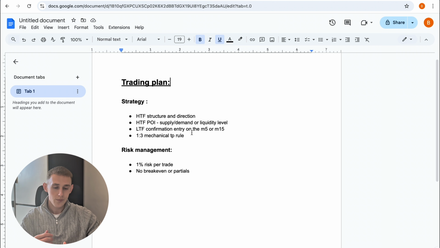Risk management, very simple risk management plan, 1% risk per trade. We're going to use a set and forget approach, so we don't make break even and we don't take any partials either. Again, this is something I've personally backtested a lot, and I found that the best approach, or in this case the most profitable approach for me, was letting the trades run to stop loss or take profit and not making break even or taking partials.